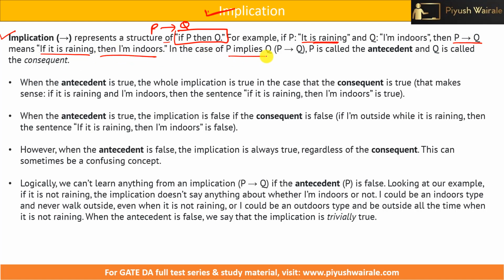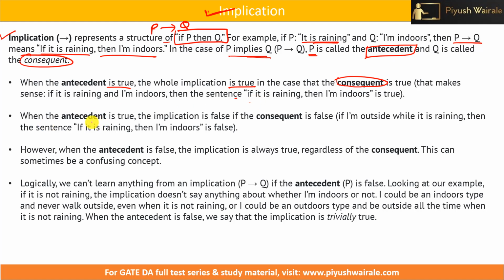So in the case of P implies Q, P is the antecedent and Q is called the consequent. Okay, so please note this point because it is very important. When the antecedent is true, the whole implication is true in the case that the consequent is true, right? If it is raining and I am indoors, then the sentence "if it is raining, then I am indoors" is also true, right?